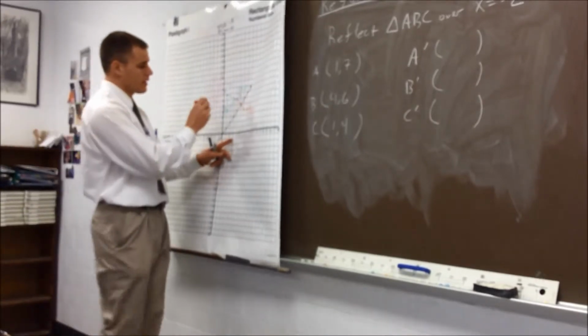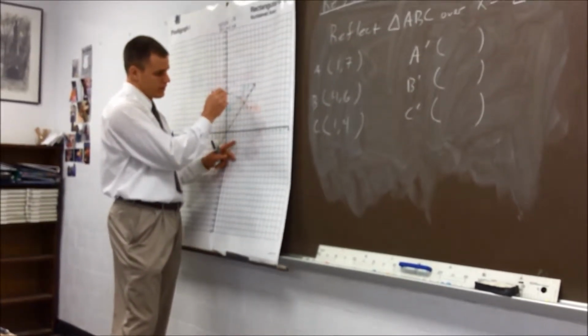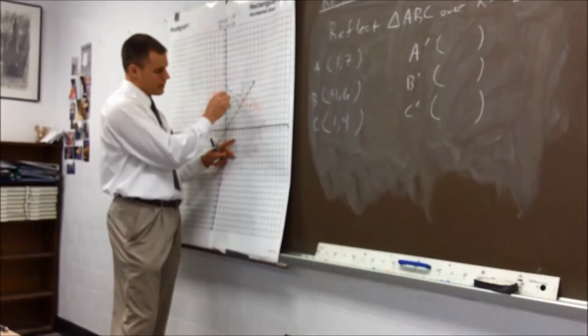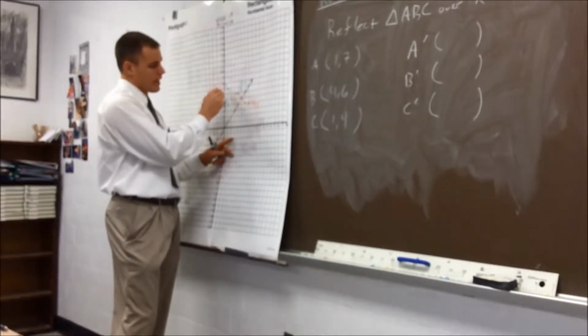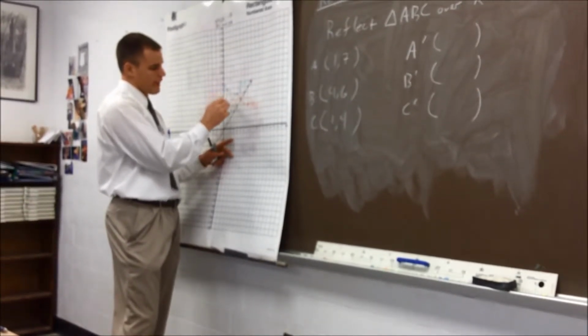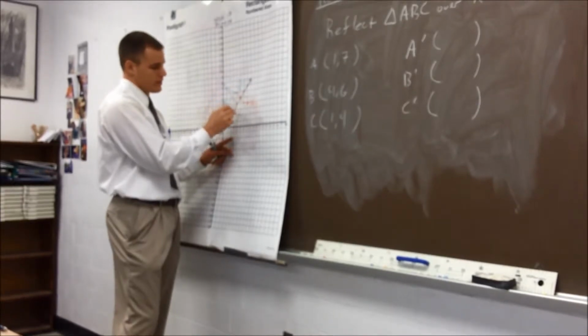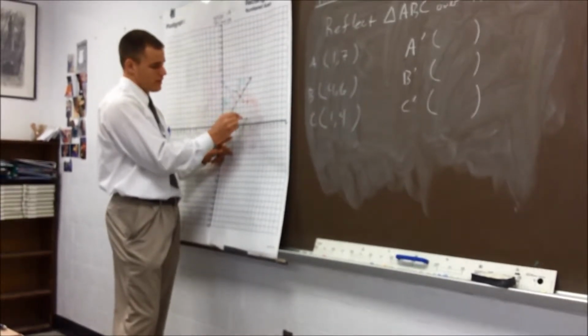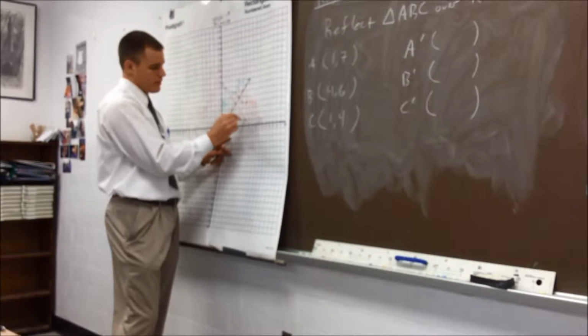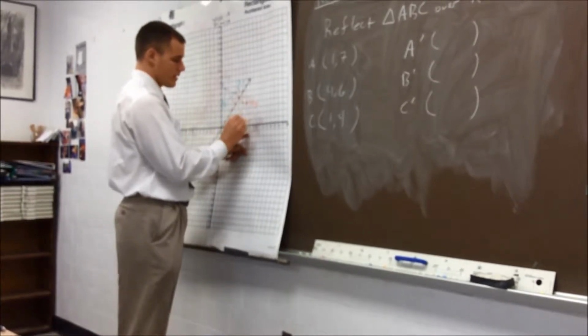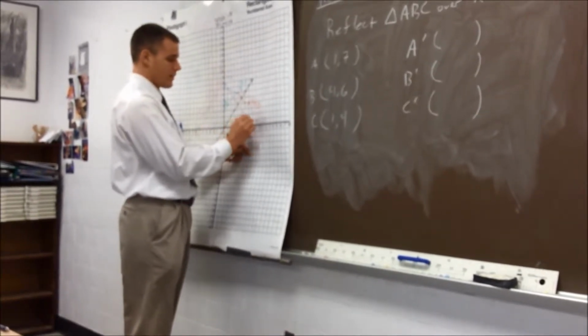Well, let's try it first. Let's see here. It would be 1, 2, 3 diagonals over, or down 1 over 1, down 1 over 1, down 1 over 1. Do that 3 times. So 1, 2, 3. So C prime is 7, 1.